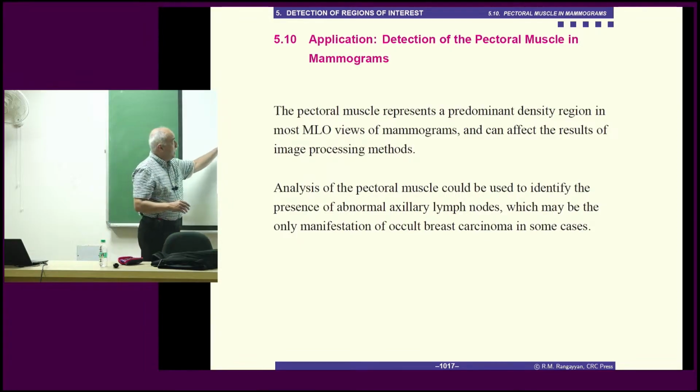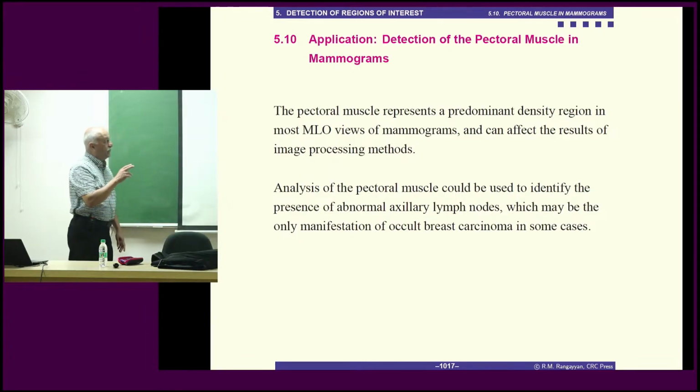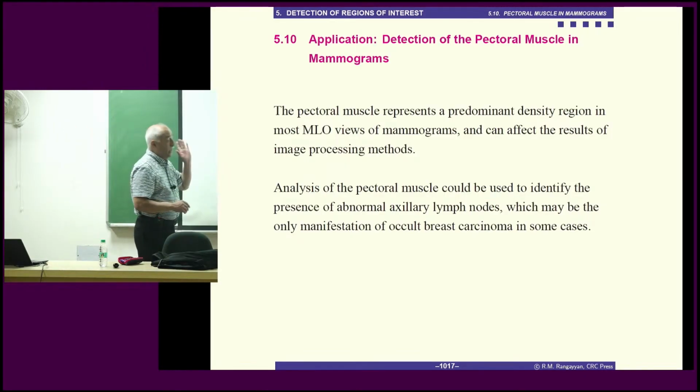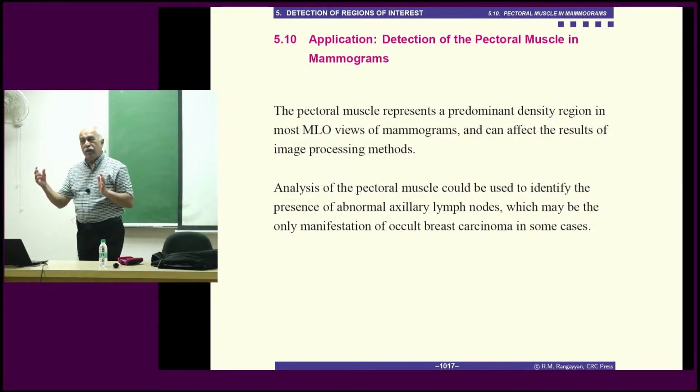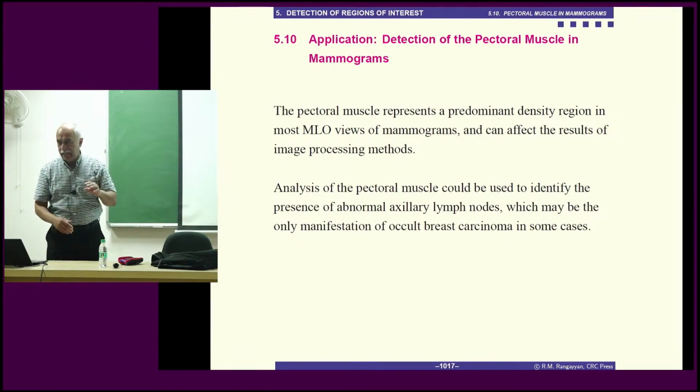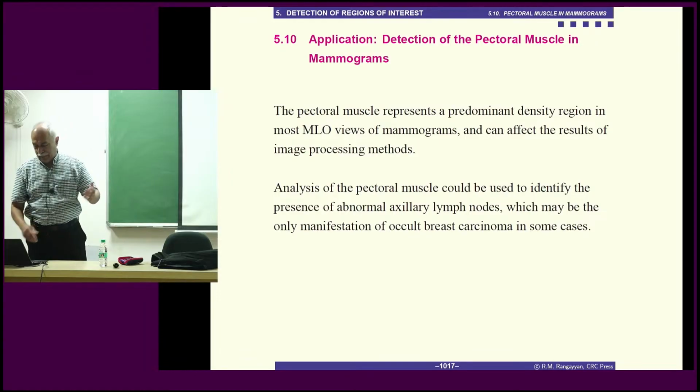Analysis of the pectoral muscle could be used to identify the presence of abnormal axillary lymph nodes, which could be related to breast carcinoma in some cases, or could be related to metastasis. So it is important to analyze it, but because of the large density difference, it is better to analyze it separately.